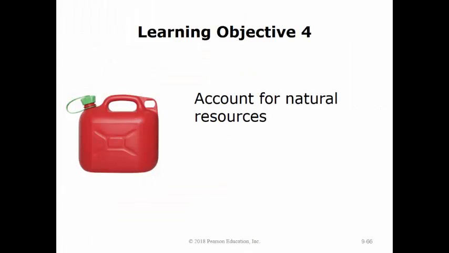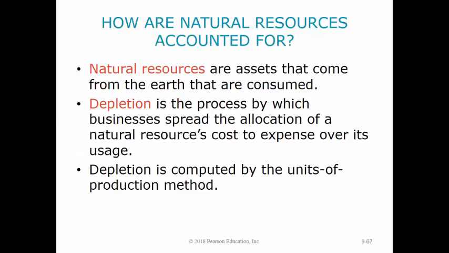In the fourth section, we will learn how to account for natural resources. A natural resource is an asset that comes from the earth and is consumed. Examples include iron ore, natural gas, diamonds, gold, coal, and timber. Natural resources are expensed through depletion. Depletion is the process by which businesses spread the allocation of a natural resource's cost to expense over its usage. It is called depletion because the company is depleting or using up a natural resource such that at some point in time there will be nothing left to extract.